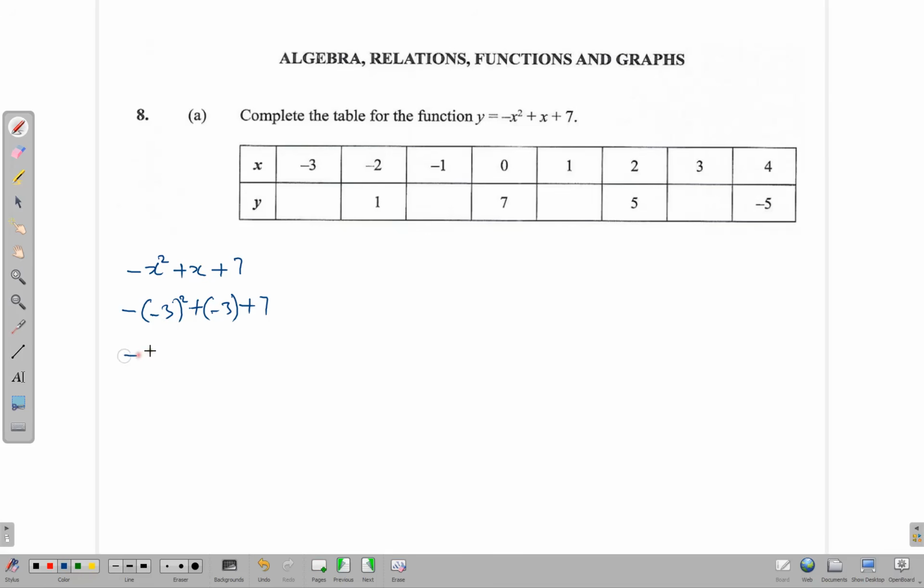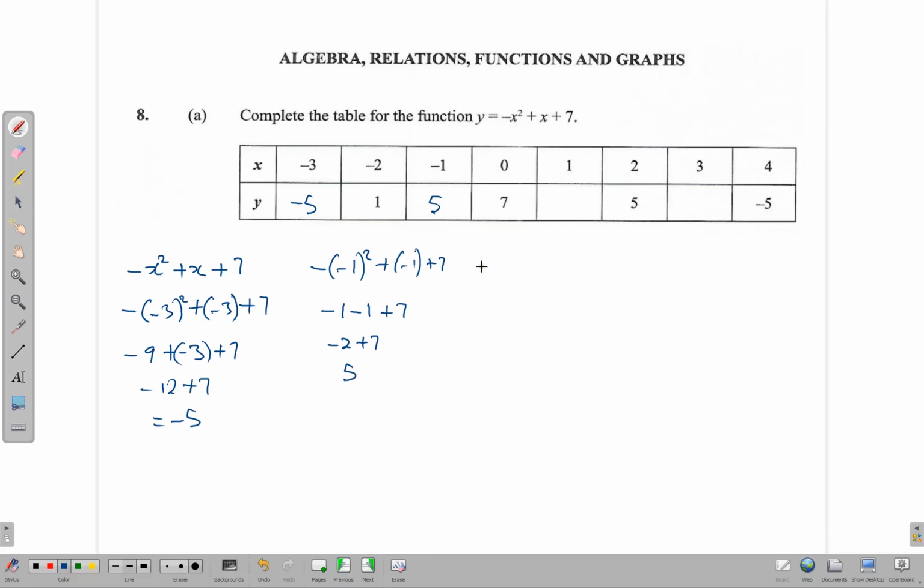So here we have minus 9, -3 squared is positive 9, but this minus makes it a -9, plus -3 plus 7, and this gives us -12 plus 7, and so we get a -5 here. So we're going to write -5 on our table. That one is worked out. For -1, same idea, minus -1 squared plus -1 plus 7, that gives us -1, minus 1 more here, plus 7, or plus -1, it turns out to be the same thing. So we have -2 plus 7, that gives us a positive 5.